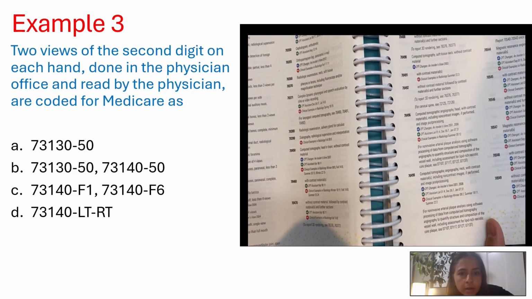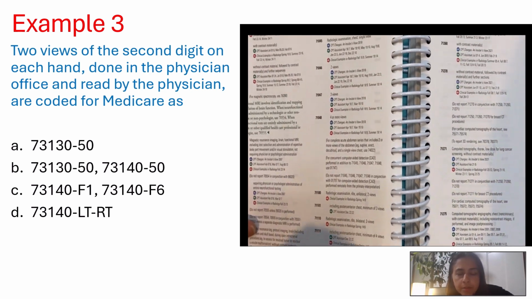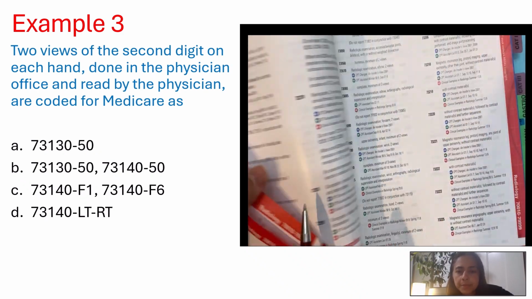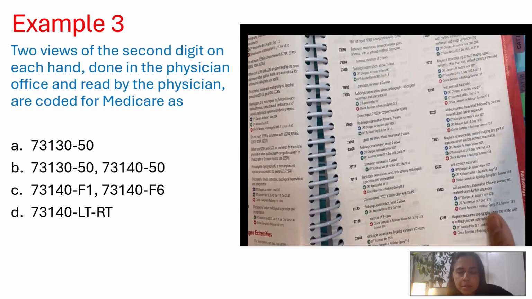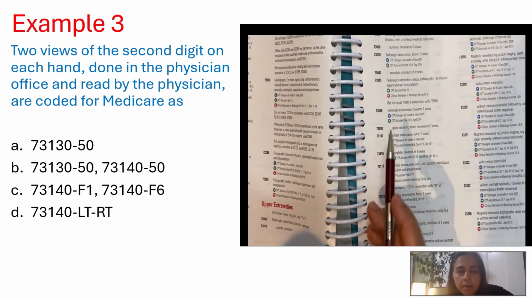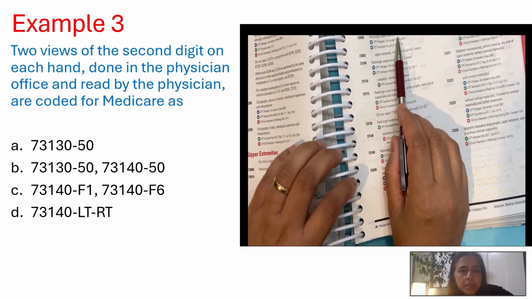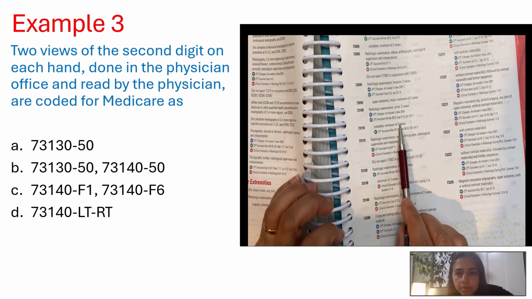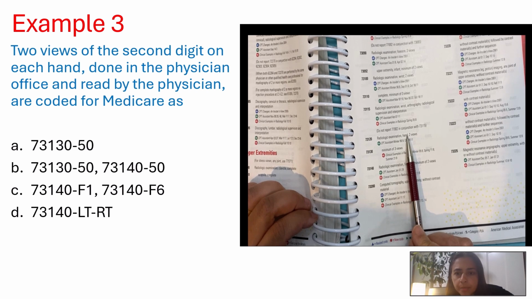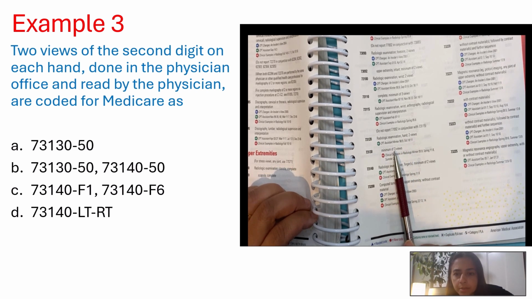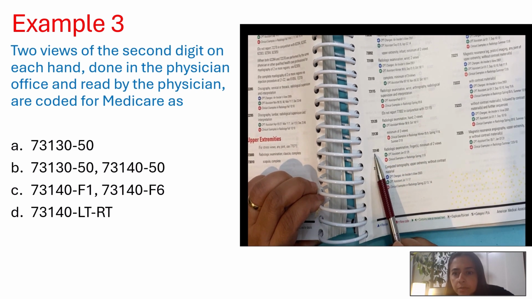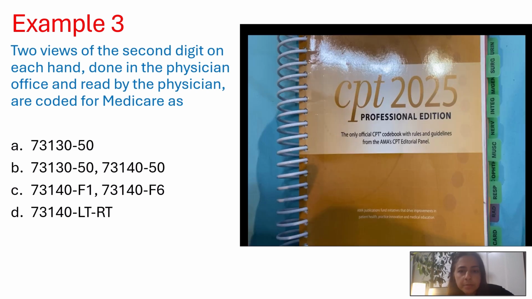So now there's chest, spine and pelvis, and now it's the upper extremities. Under the upper extremities we'll try to find the hand, and it should be a minimum of 2 views. The radiological examination of fingers, minimum of 2 views, and the answer is 73140.